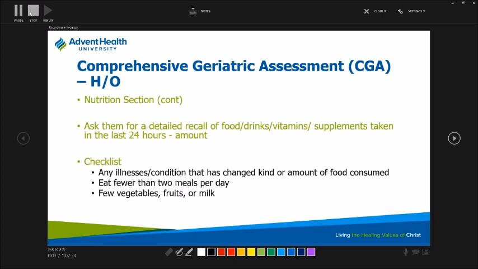You want to ask about a detailed recall of what they're ingesting, not only in terms of food, but also liquids. So do they drink coffee? Because caffeine could be playing a role with their medications. How many alcoholic beverages are they imbibing? Do they even drink any water? Things like that, right? What other drink might affect elderly patients' drugs?